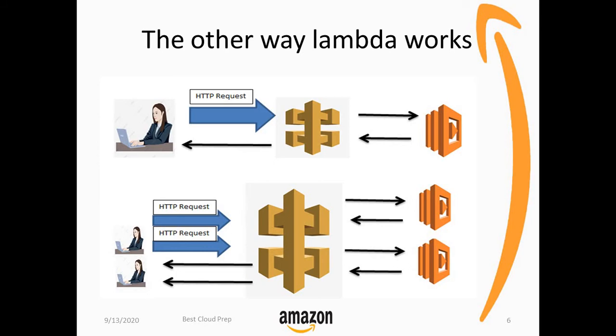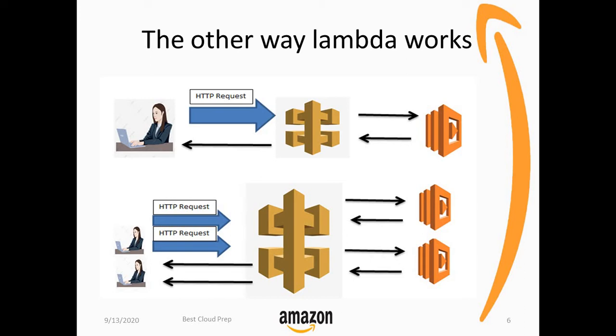The other way Lambda works is as a compute function. So the previous one was event-driven, so this is just a compute function. So we've got a user, as you can see in the diagram. They send an HTTP request to API Gateway, and then API Gateway proxies that to Lambda, and then Lambda will run the code in response to that HTTP request, and then send it back to API Gateway that will send it back to our user, as you can see in the diagram with the arrows.